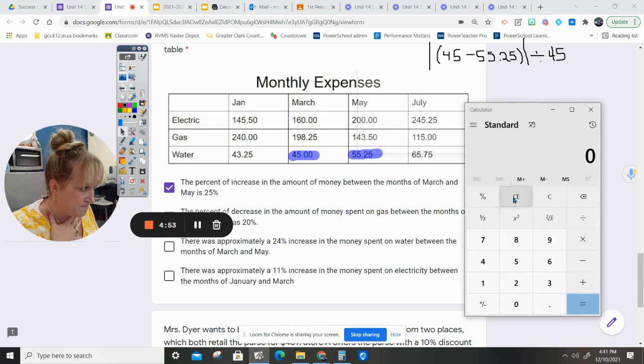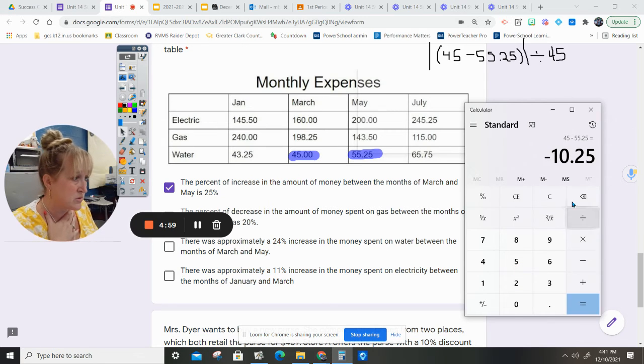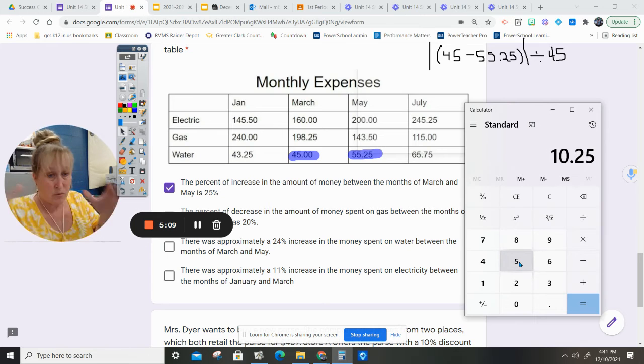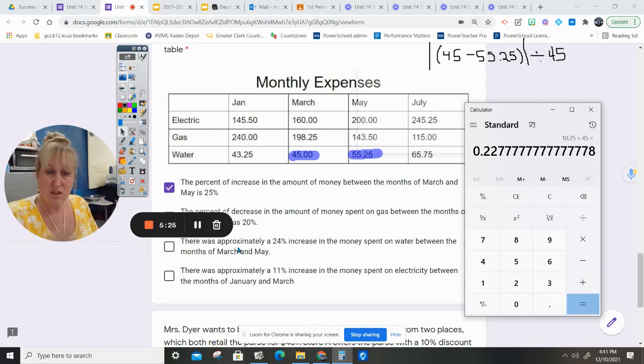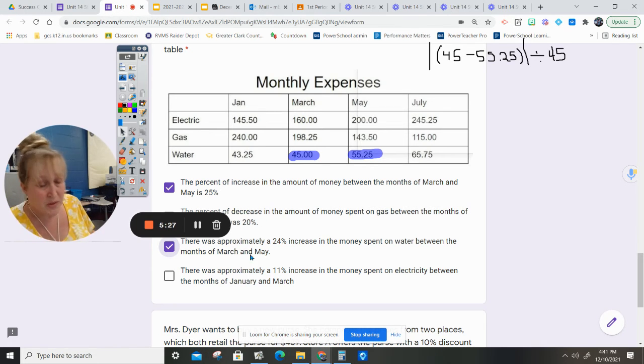45 minus 55.25 equals 10.25. I need to make a positive, though, in order to divide it. So I'm just going to clear. 10.25, because I remembered it, right? I actually remembered it that long. So that was 10.25 divided by 45. 22.7, 23. Approximately. Yeah, it's approximately 24%. We're going to go with that one. So I like that one. It says approximately, and that is approximately.